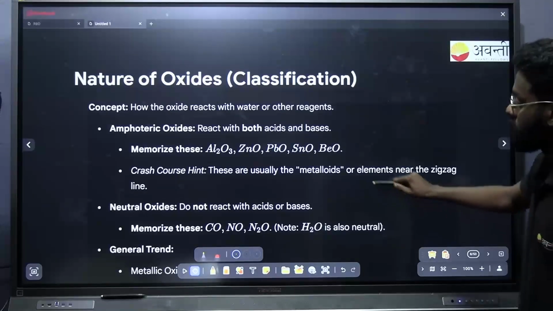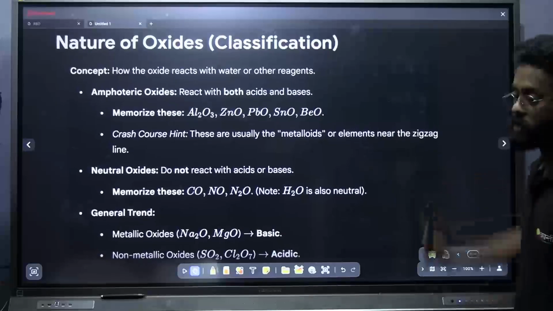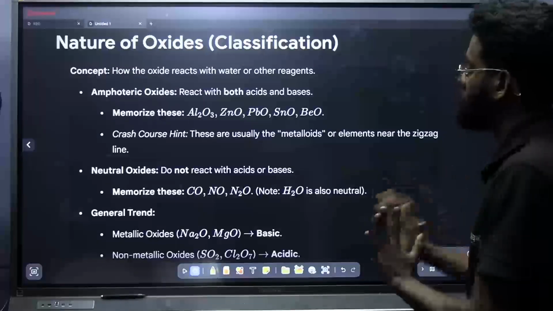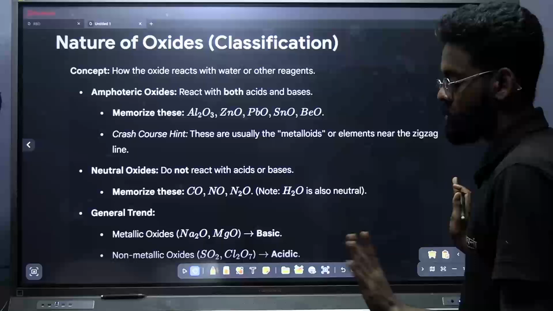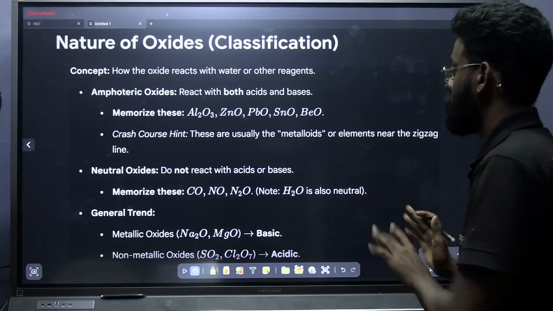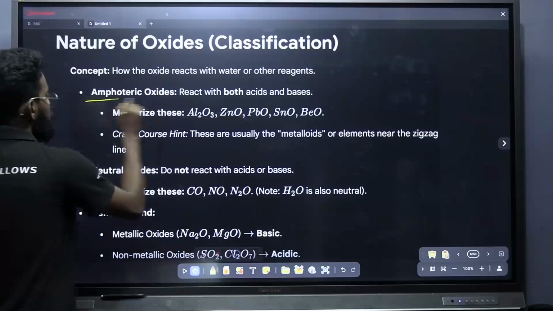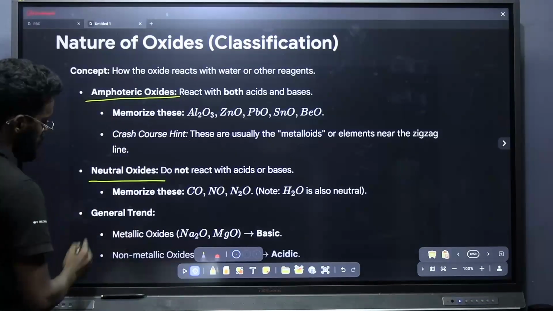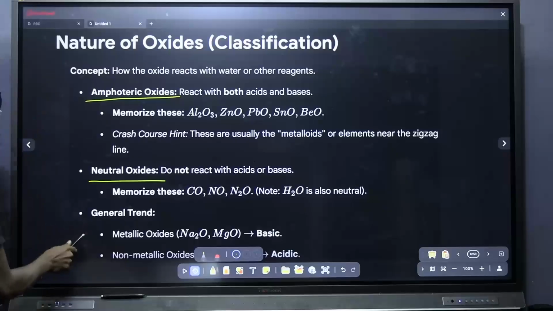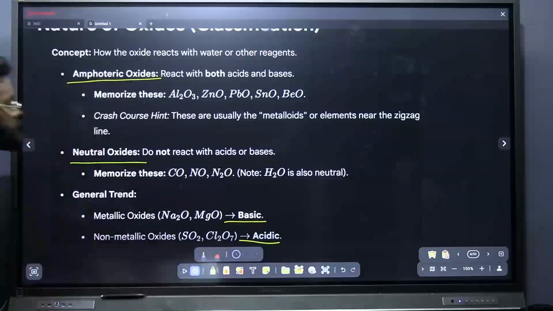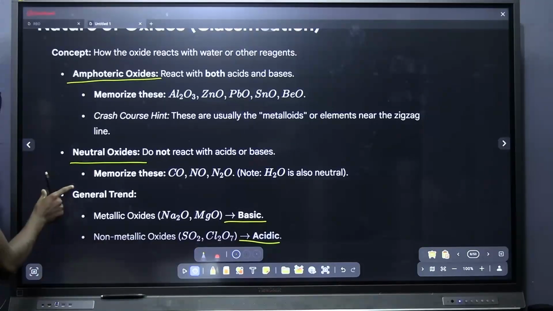Then the second last part, that is nature of oxides. Nature of oxides, easy questions only will be coming. The only thing is that you have to take note of a few points. I can classify oxides into 3: amphoteric oxides, neutral oxides, and basic oxides and acidic oxides. These are the oxides I want everyone to take note of.